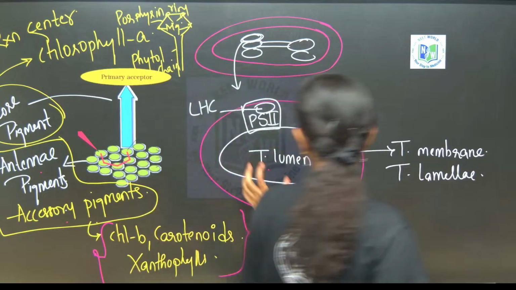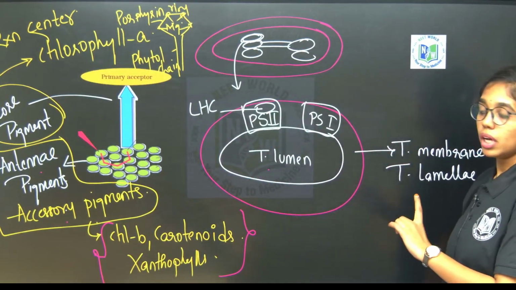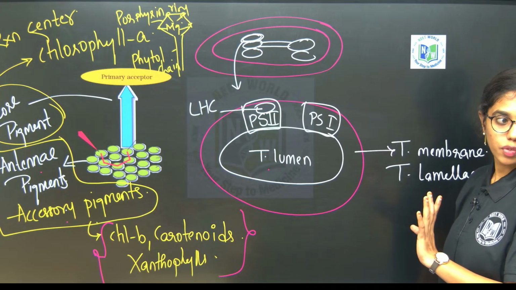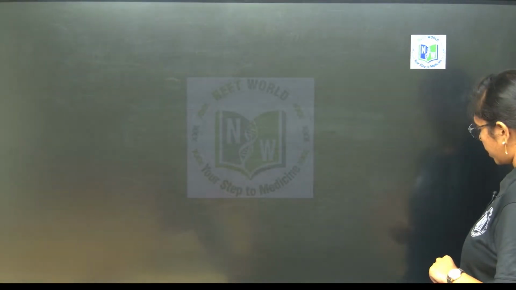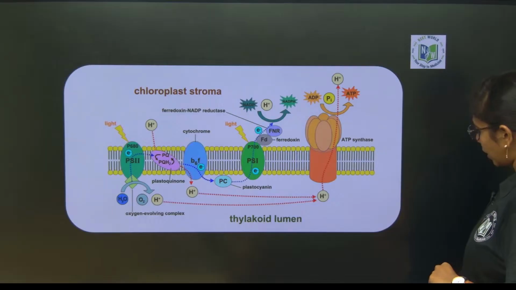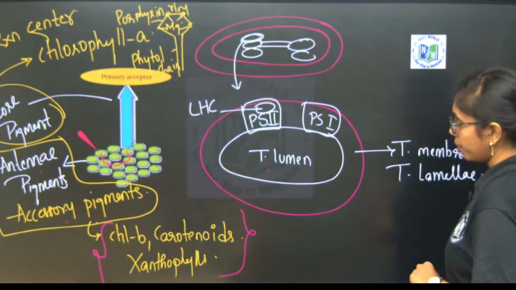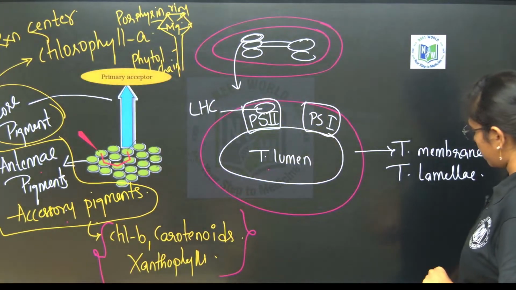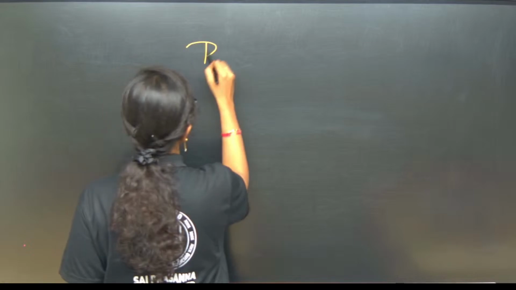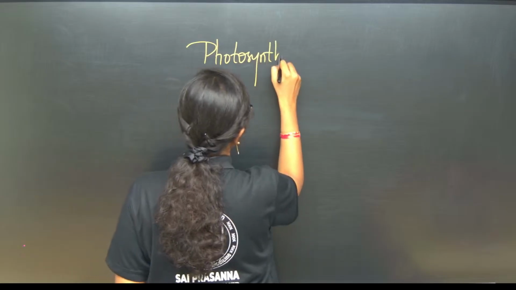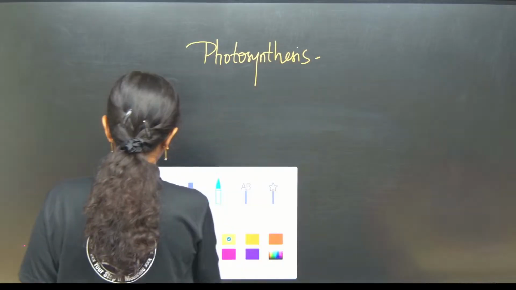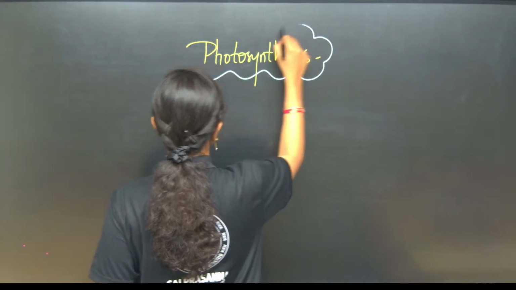Clear? Have you understood till here? If this is clear to you, then you will easily understand non-cyclic photophosphorylation. Okay? So, before entering into non-cyclic photophosphorylation, let me clearly explain the sequence of photosynthesis that is happening. Photosynthesis is a sequential process of light reactions and dark reactions. Let us first understand this sequential process.